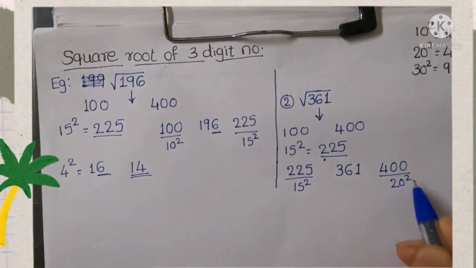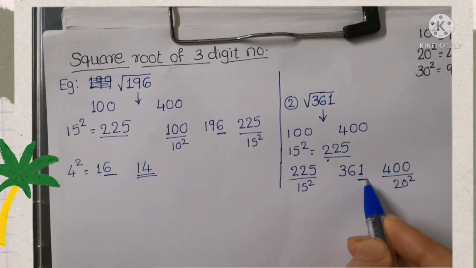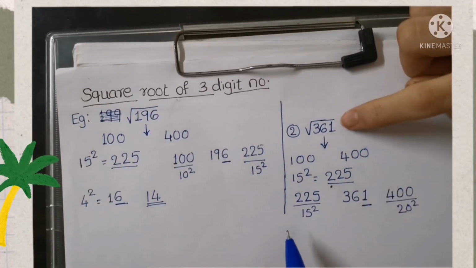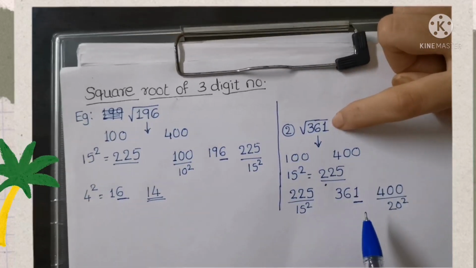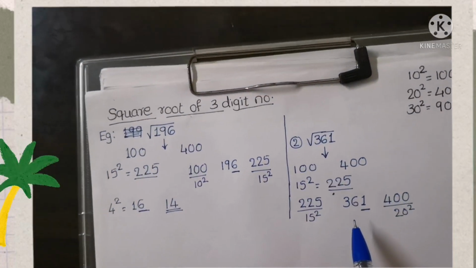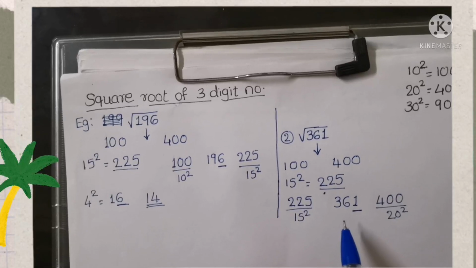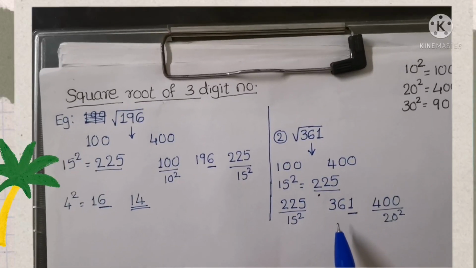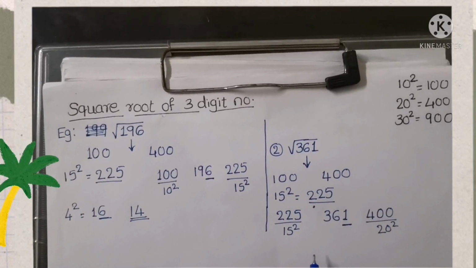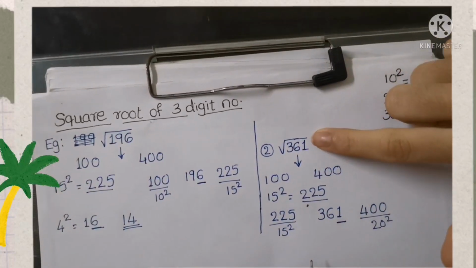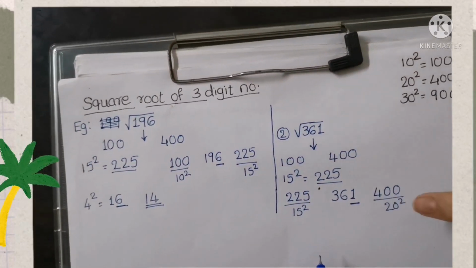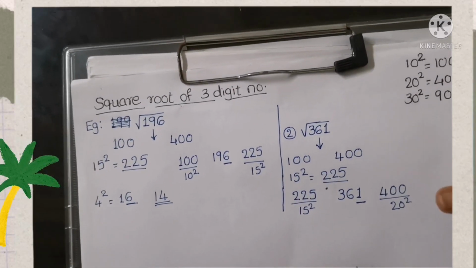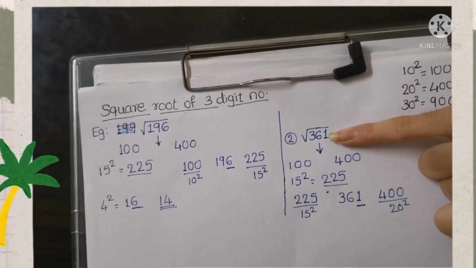So let's move on to our third step. In this step, we have to see the units digit of the number, which is 1. This time our number lies between 15 and 20. We have to find which number's square from 5 to 10 has its unit digit as 1.